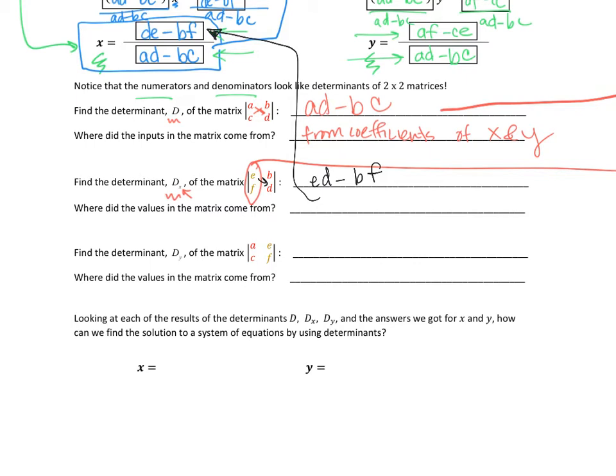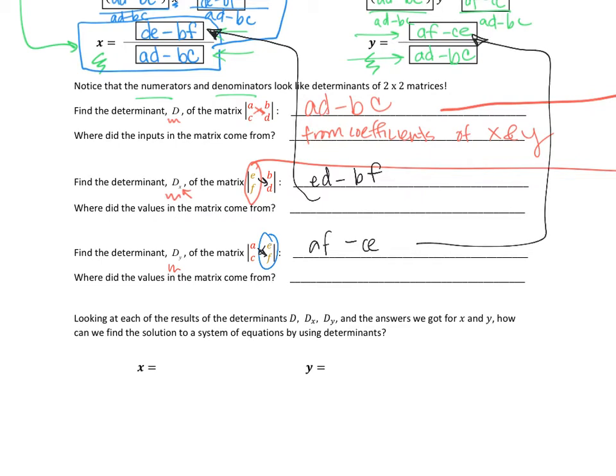And then if we look at Dy, we have the same thing. Replace the second column with the constants. So let's see what that determinant will be. A times F minus CE, which you can see right here.